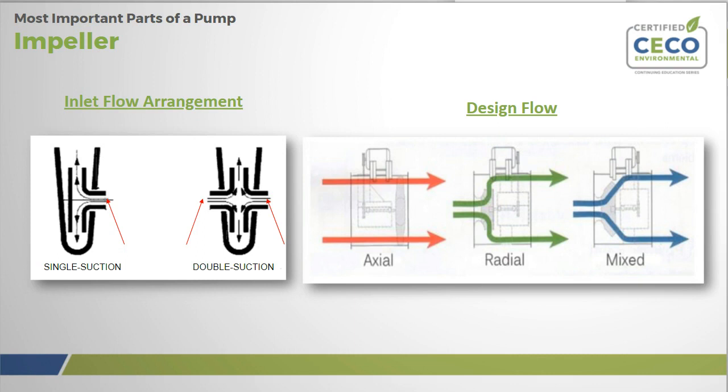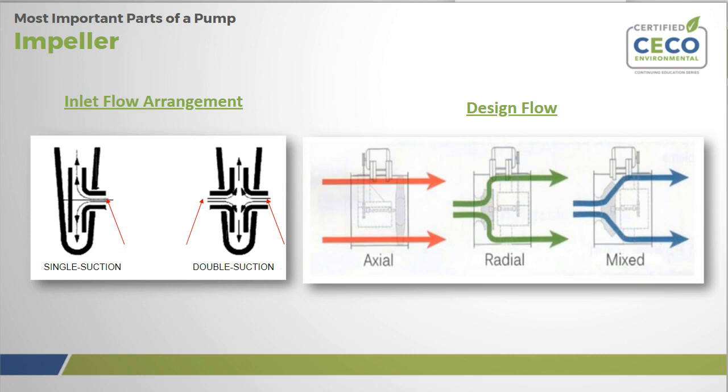On a double suction arrangement, the liquid enters the center of the impeller from both sides simultaneously, again noted by the red arrows. This helps reduce the forces exerted on the shaft. Moving on to design flow. Design flow really speaks to the manner in which the fluid flows through the pump.